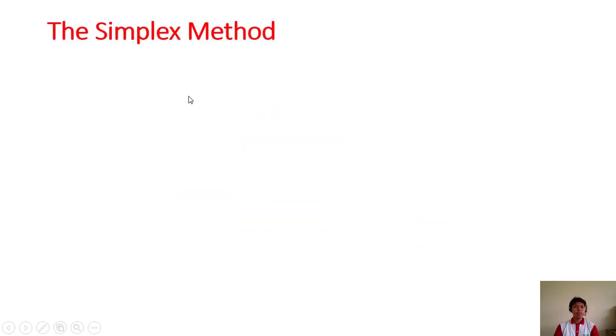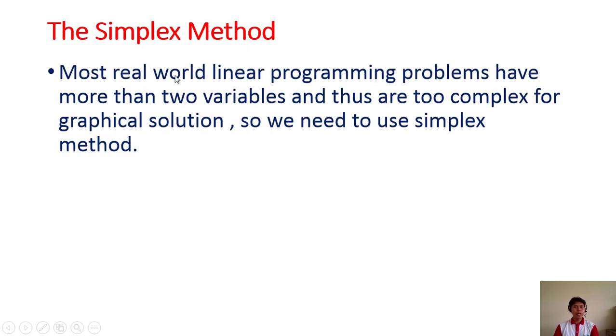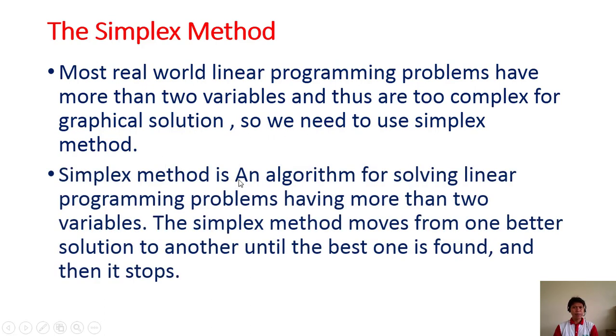Okay, the simplex method. Most real-world linear programming problems have more than two variables and thus are too complex for graphical solution. So we need to use the simplex method. This method is an algorithm for solving linear programming having more than two variables. Because if we are dealing with two or more variables, it is very difficult to find the feasible solution using the graphical method. The simplex method moves from one better solution to another until the best one is found, and then it stops.